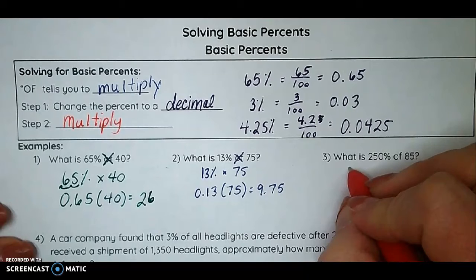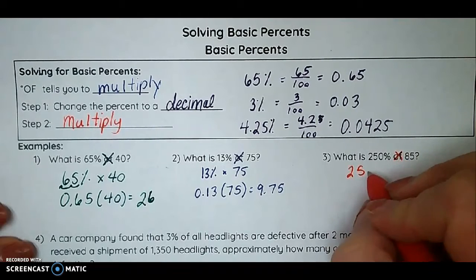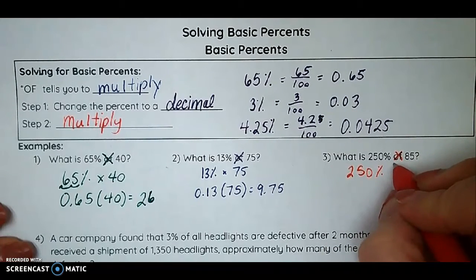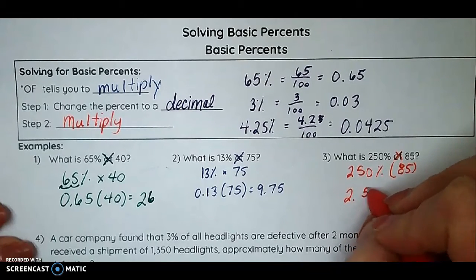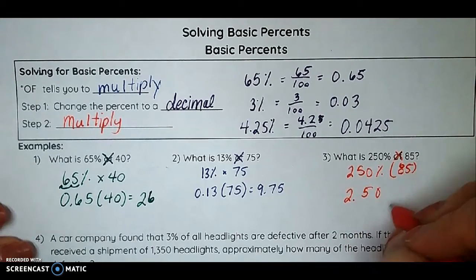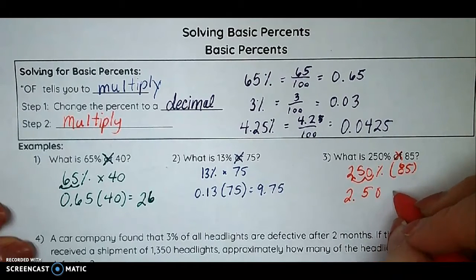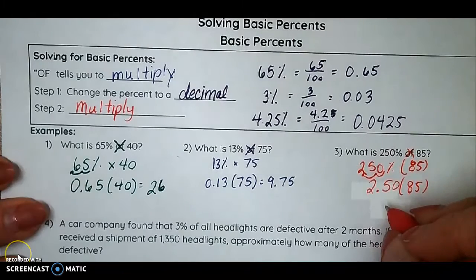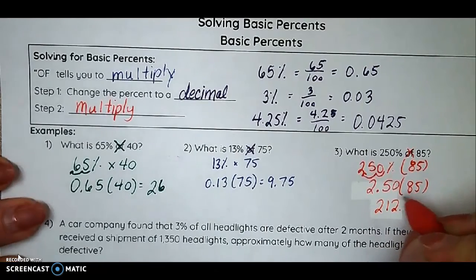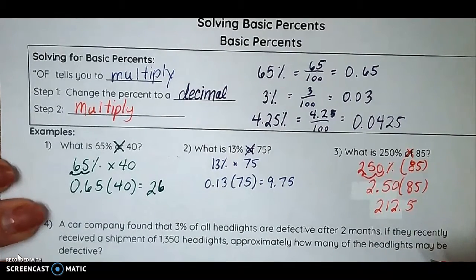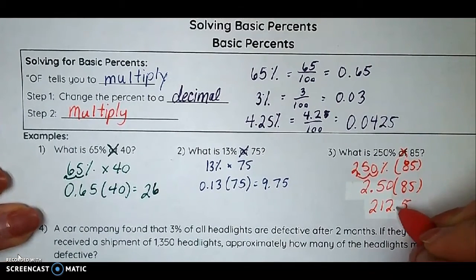This one is 250%. So once again, I'm going to multiply. When I do something over 100%, I'm going to end up with a whole number left over. And I can write that as 2.50 or 2.5, so I can write that either way, which gives us the answer of 212.5. And you also notice when you multiply by a percent bigger than 100% that your answer ends up being bigger than your original number.